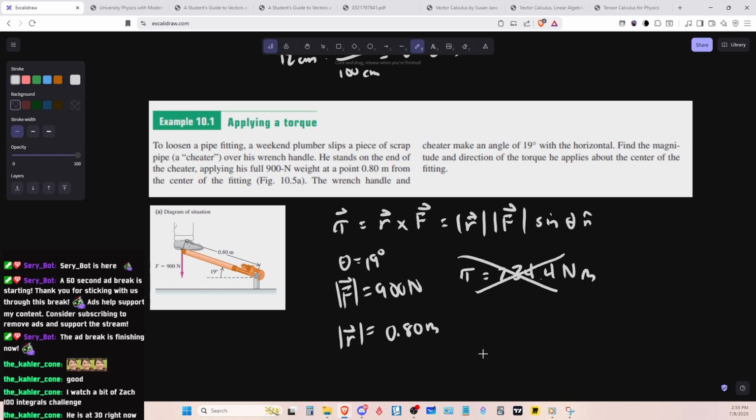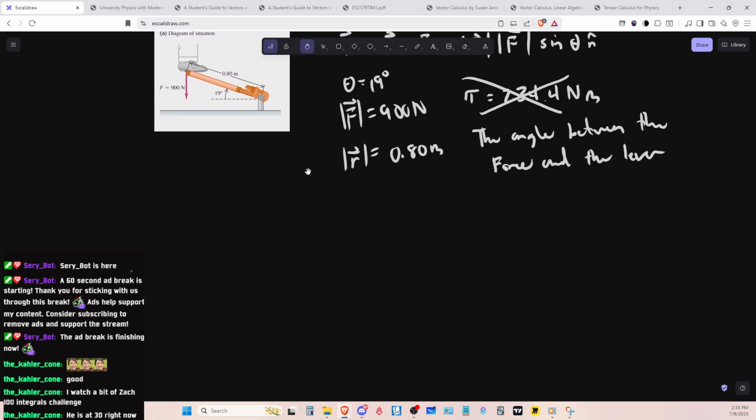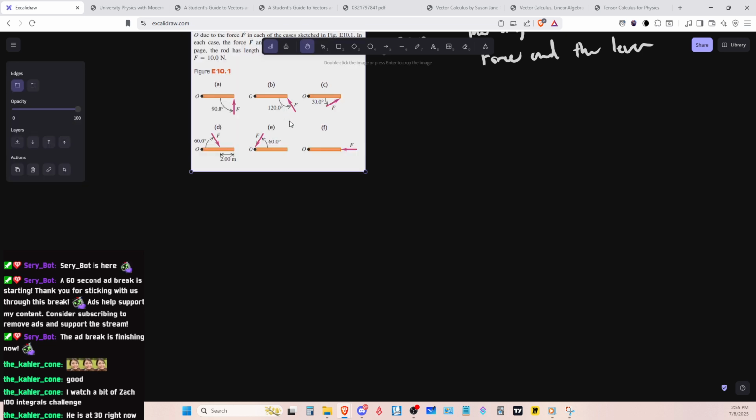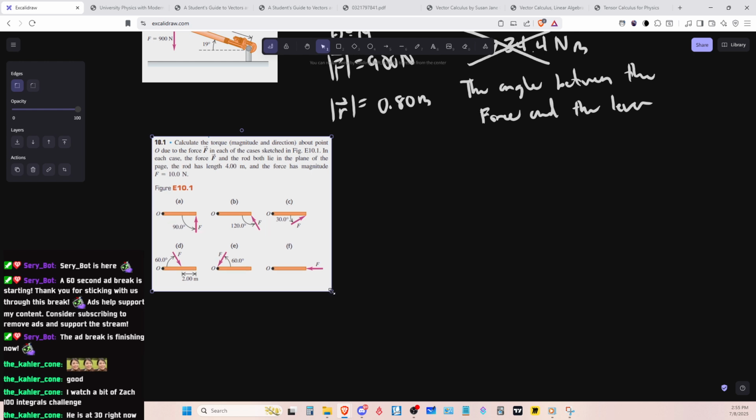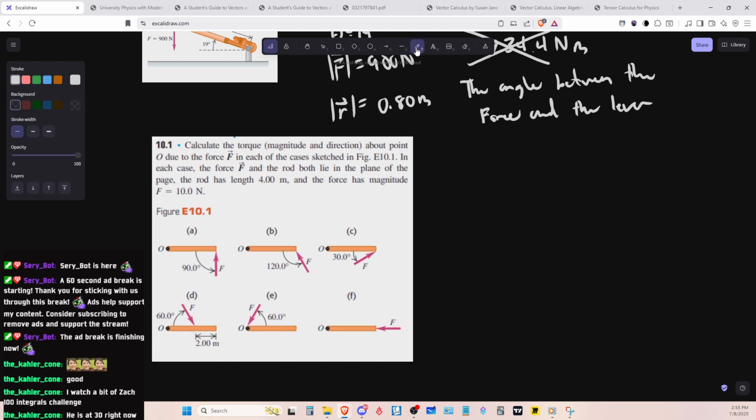So that's not right. I'll just write a reminder. So the angle between the force and the lever. I'll just write lever, because I think that's what I learned when I was learning algebra-based physics. We'll expand this. At least we're doing some physics problems.